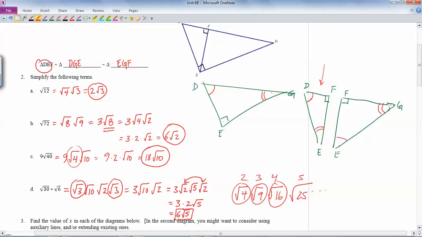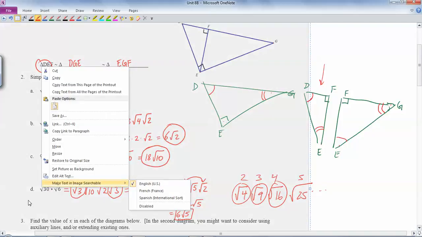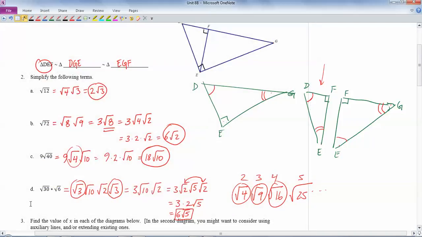Now there's another way to do this also. Maybe you notice root 30 is the same as root 6 times root 5, and then times this root 6. Well, root 6 times root 6 is regular 6, so this is going to be 6 root 5.